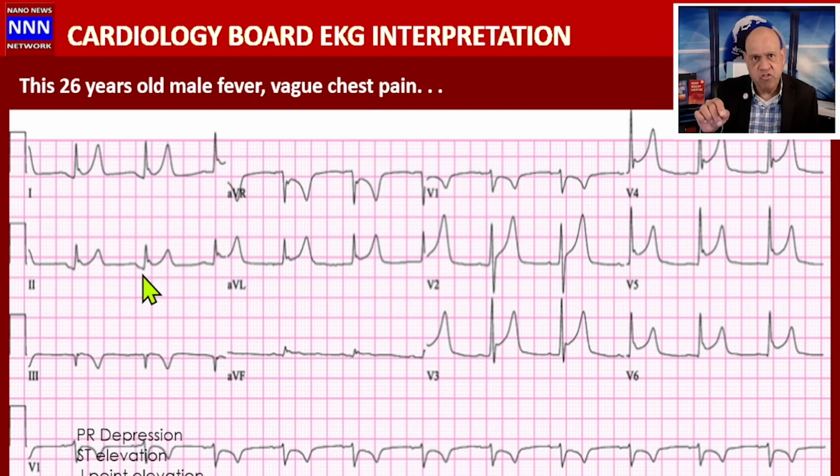A point in the history, a point in the electrocardiogram to pinpoint whether this is early repolarization or whether this is acute pericarditis. Always look for PR depression in patients with pericarditis, or if you see PR depression, then consider pericarditis as the most likely diagnosis. And J point elevation, we see that in both early repolarization and also in pericarditis.